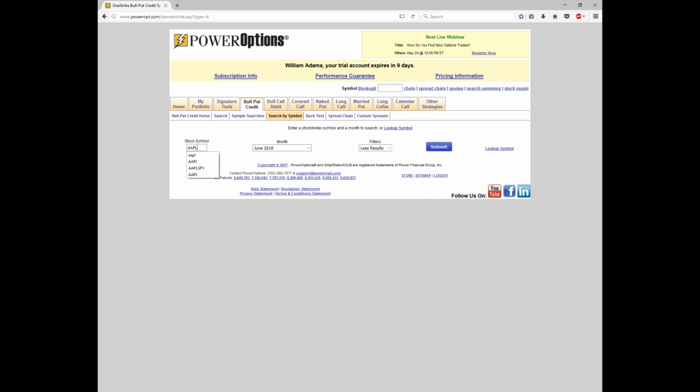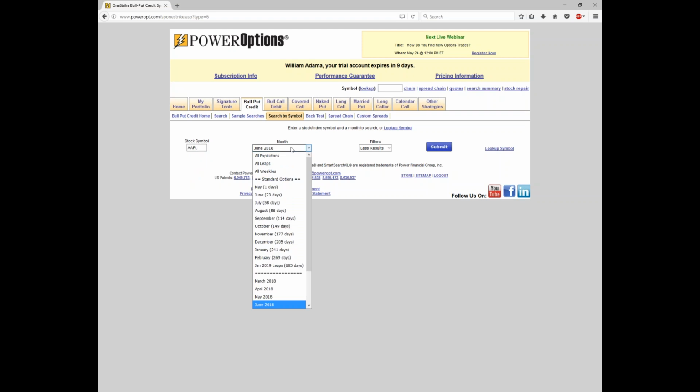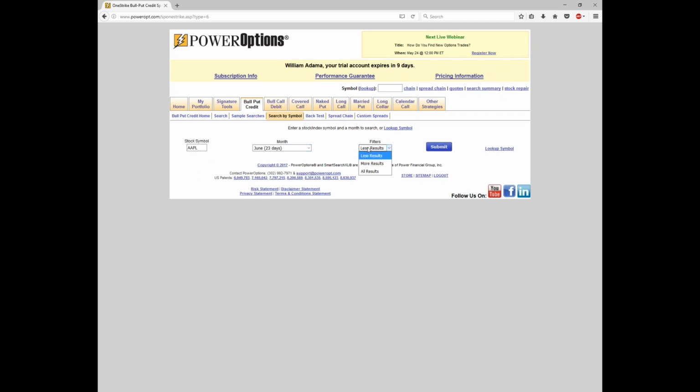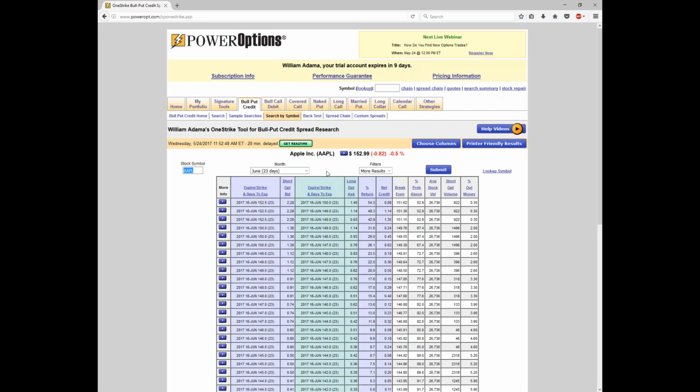So I'll start off with Apple. Very simple. And then we can go ahead and select our trading month. So I can go June, or we can also select to look at all weeklies or all expirations. And then, of course, let's just go up to more results. So it's a simple interface. There's a search by symbol tool available for every strategy. And let's go ahead and click Submit.